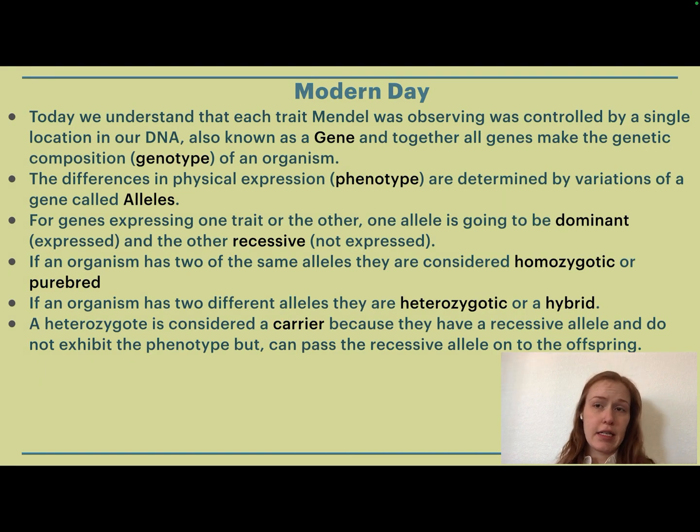Now, today we understand that each trait Mendel was observing was controlled by a single location in our DNA, also known as a gene, and together all these genes make up our genetic composition, which we know as our genotype. And the differences in the physical expressions of these genotypes is called the phenotype. And these are determined by the alleles that we already talked about.